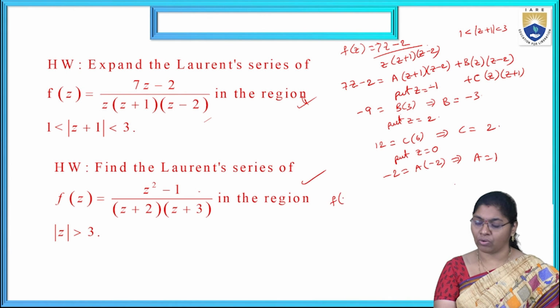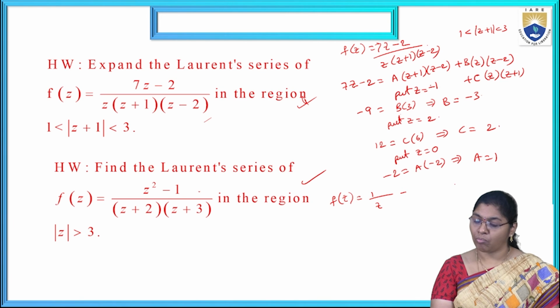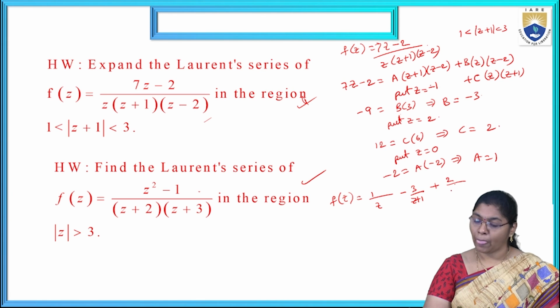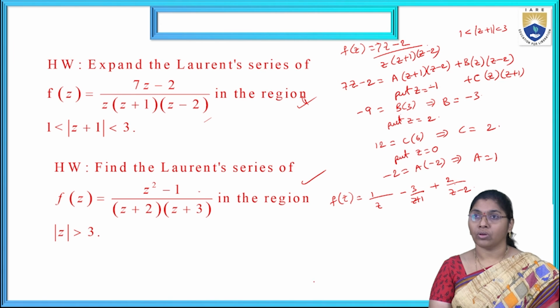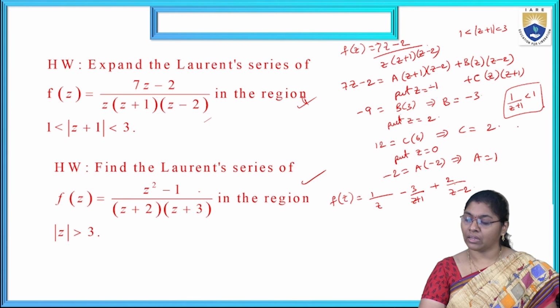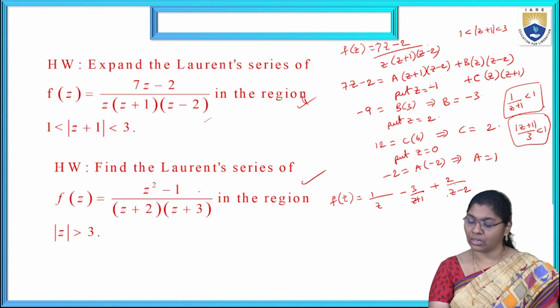That means f of z equal to 1 by z, plus minus 3 by z plus 1, plus 2 by z minus 2. Now here the given expansion is mod 1 by z plus 1 is less than 1. That is the first condition. And another condition is mod z plus 1 by 3 less than 1. That is the second condition. Now substituting that here, mod 1 by z is common.